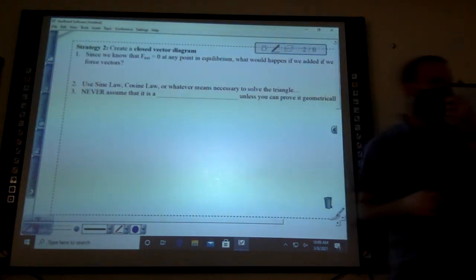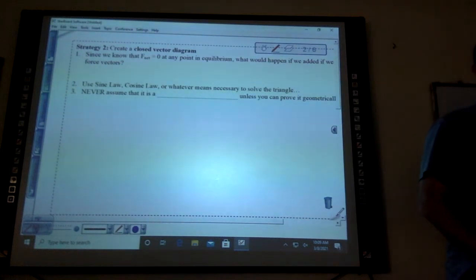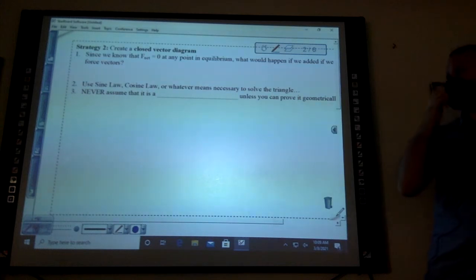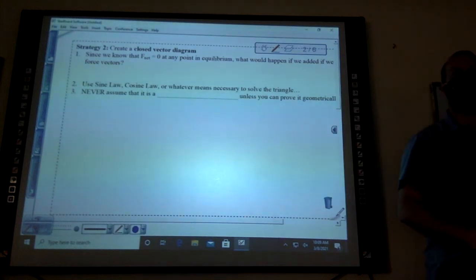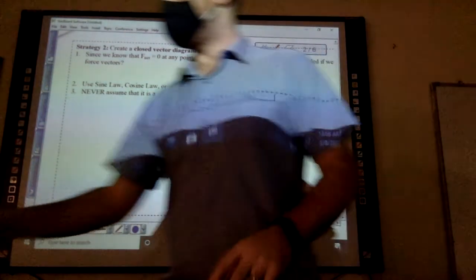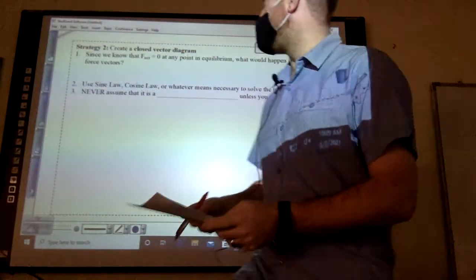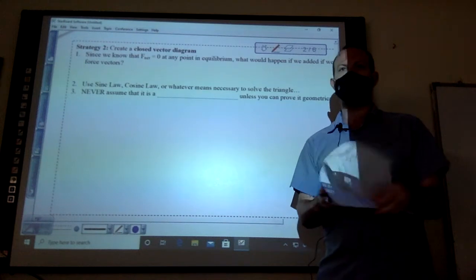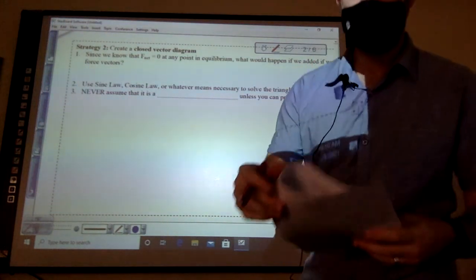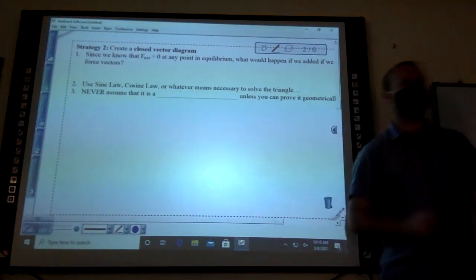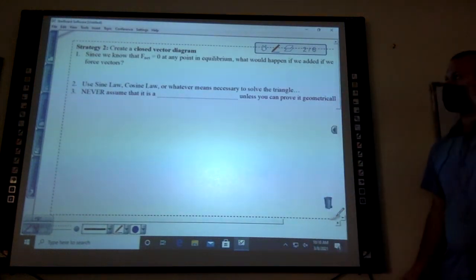Okay, so this is the other strategy. In general, I typically work more with the component method that we just did. I find that one's generally easier. However, you can still solve this using the closed vector diagram, which is simply the trig method. And you'll find in some cases that this is very easy. It's actually way easier to do this one. However, I just like the component method more.